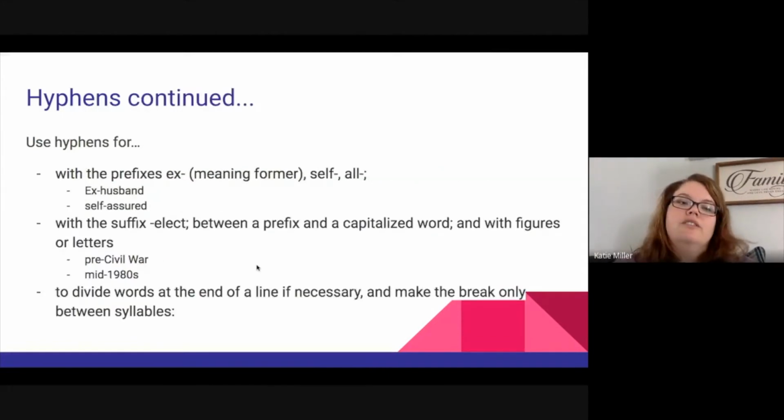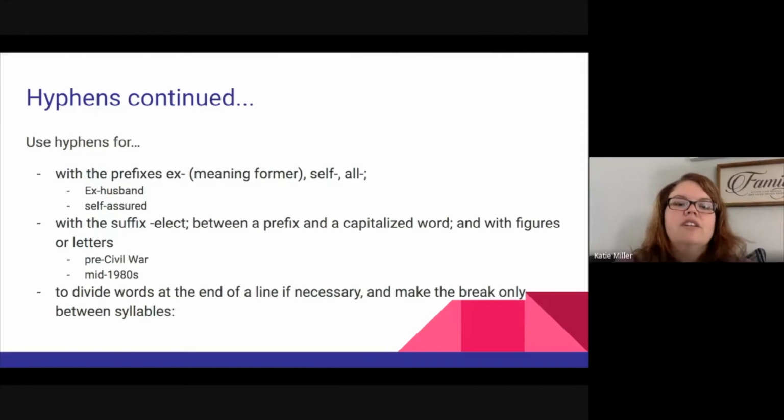You're also going to use hyphens for prefixes ex, meaning former, self, and all. So, for example, ex-husband or self-assured, you're going to use that after the prefix. You're going to use it with the suffix elect or between the prefix and capitalized words or with figures and letters. So, examples of that are pre-Civil War or mid-1980s.